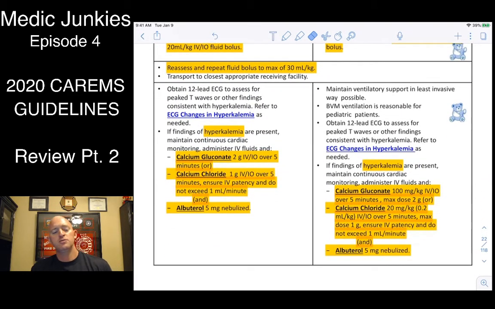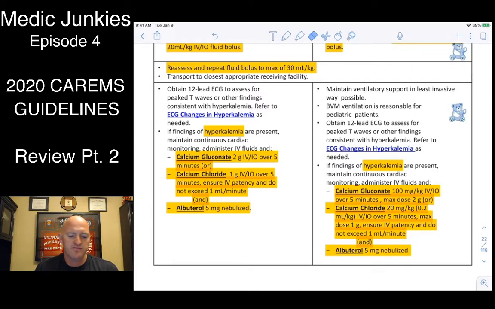Now, calcium gluconate is the preferred medication for this. We are not gonna carry that. So in lieu of, we're gonna use calcium chloride, okay? Later in the protocols, we'll talk about some of those indications for hyperkalemia. There are some pretty good strips that will show you those peaked T waves, dampened P waves, and that widening QRS. So those are the EKG changes we're looking for.